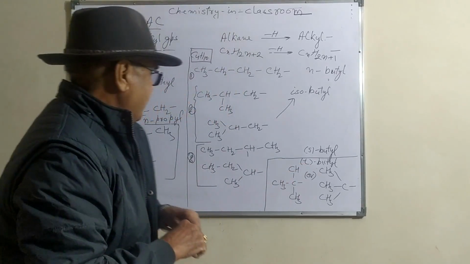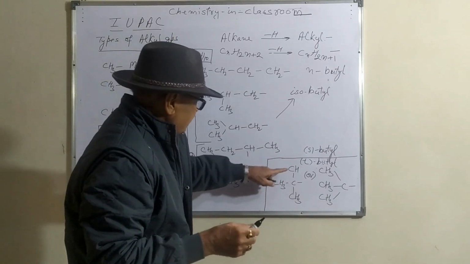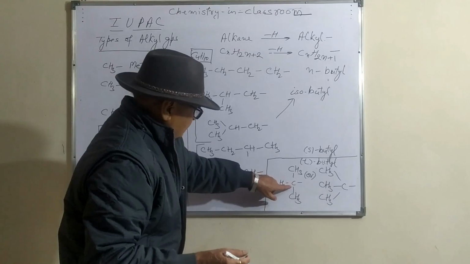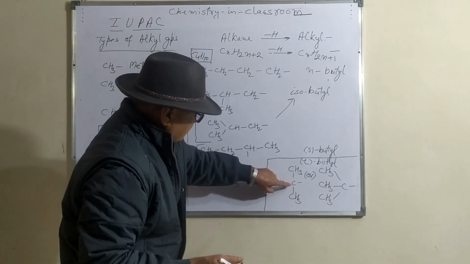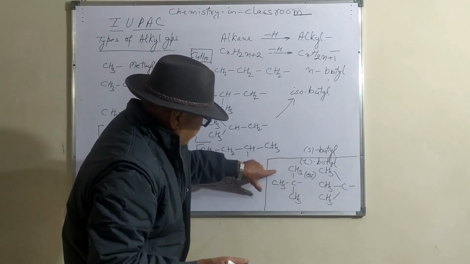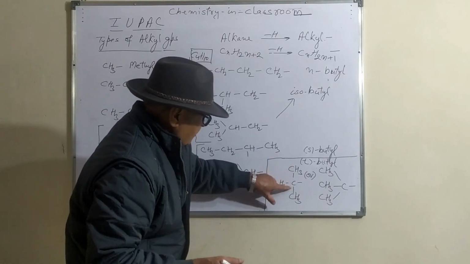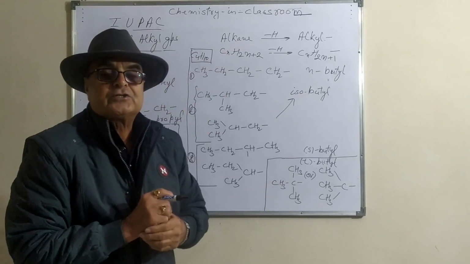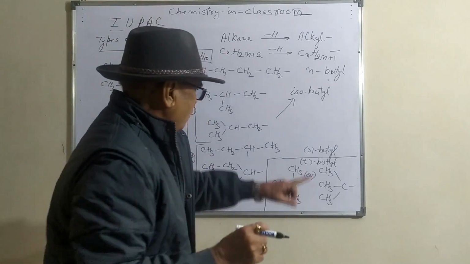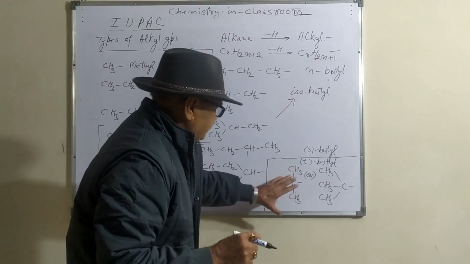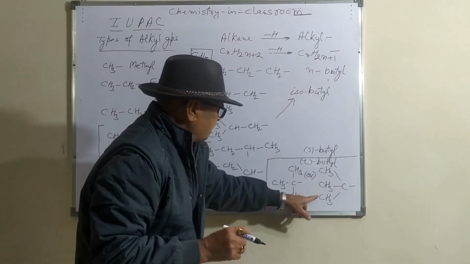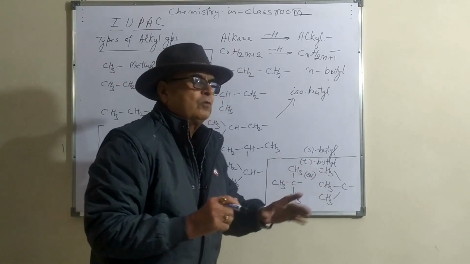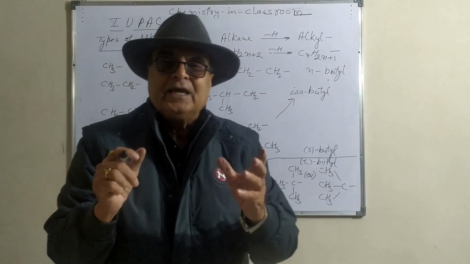Tertiary butyl. When the structure is like this, here CH3, this is one carbon and this carbon is bonded with 3 carbon atoms. So it is tertiary carbon. All the 4 carbons are here, so it is tertiary butyl. This can be written in this form and this can be written in this form. So these are the alkyl groups.